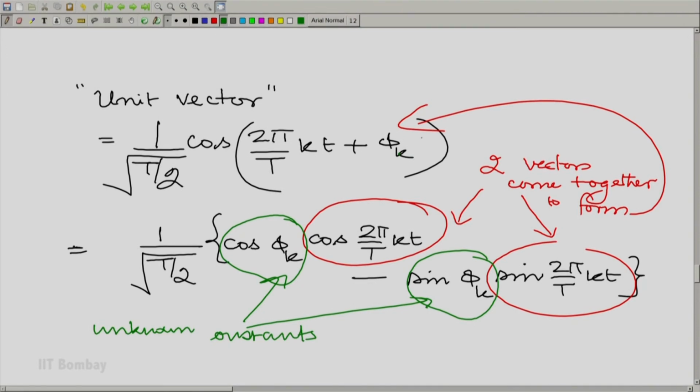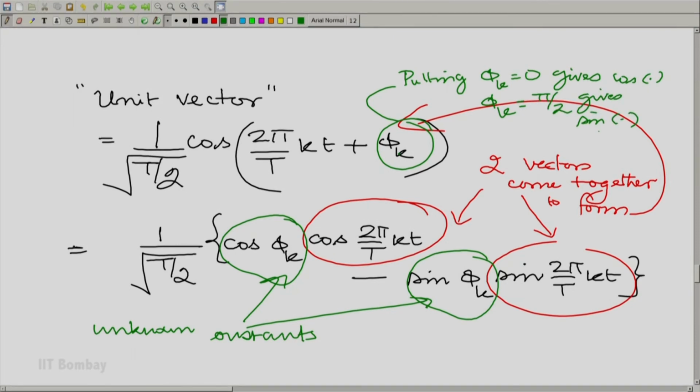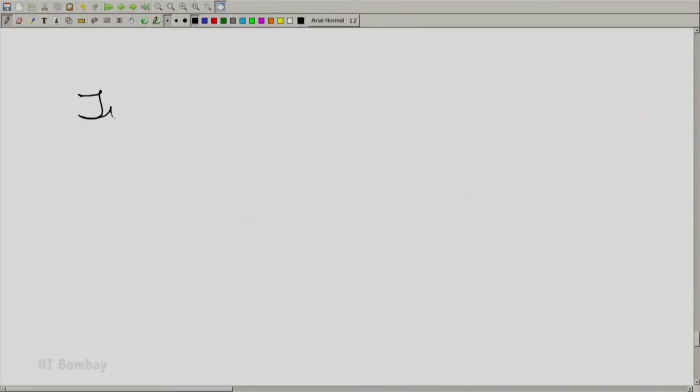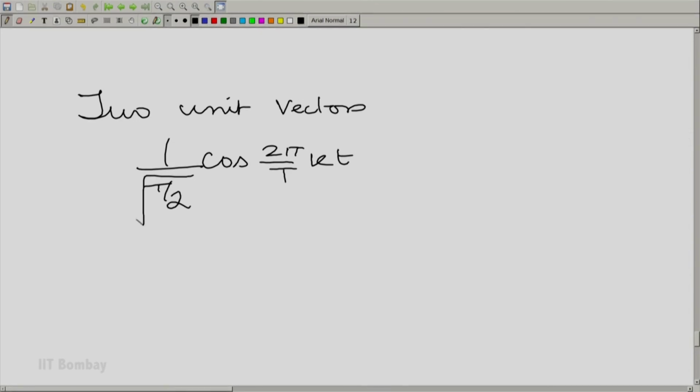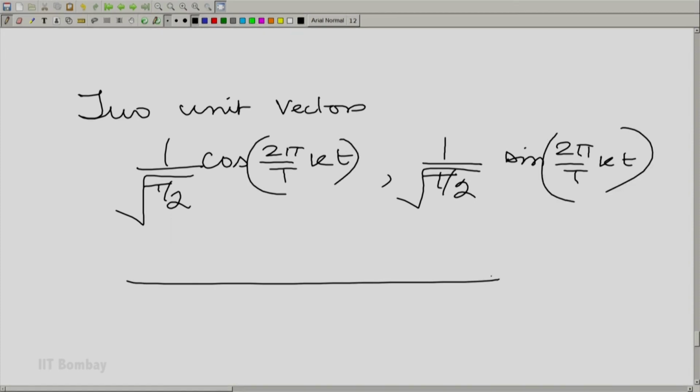Look at the expression here. In this expression, putting phi k equal to 0 gives cos, putting phi k equal to pi by 2 gives sine. So, I do not need to find the unit vectors separately. I know what these unit vectors are. Let me write that down. So, the two unit vectors are essentially cos 2 pi by T kt divided by the square root of T by 2, and sine 2 pi by T kt divided by square root T by 2.